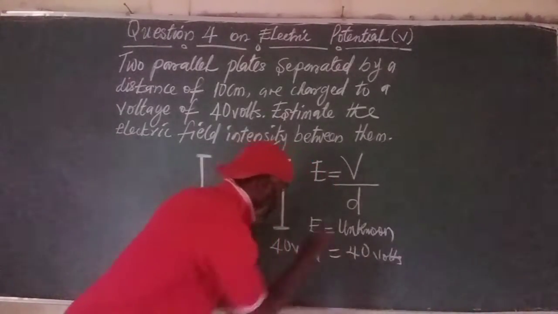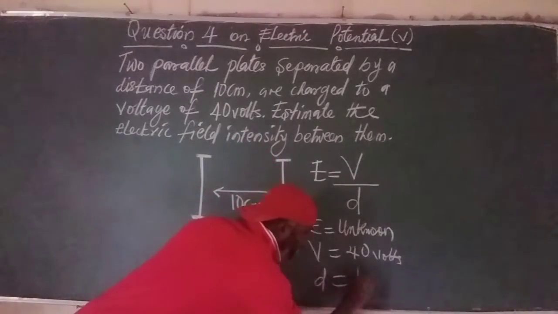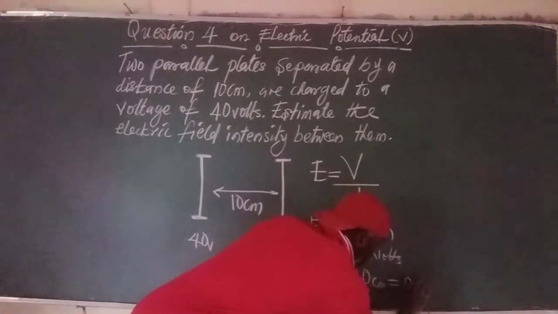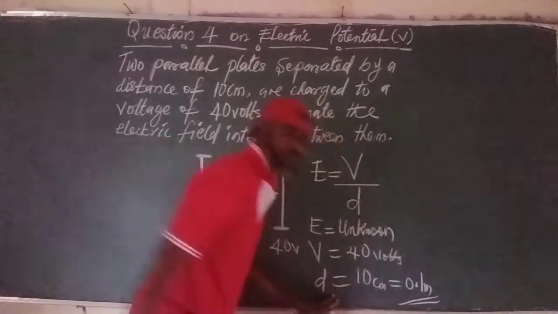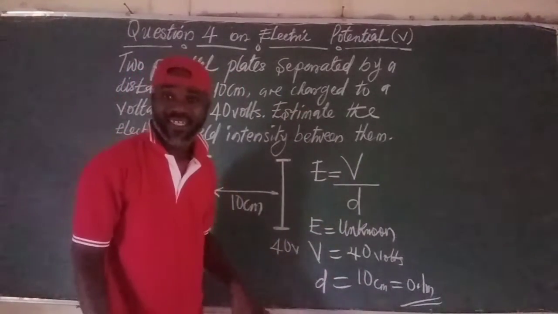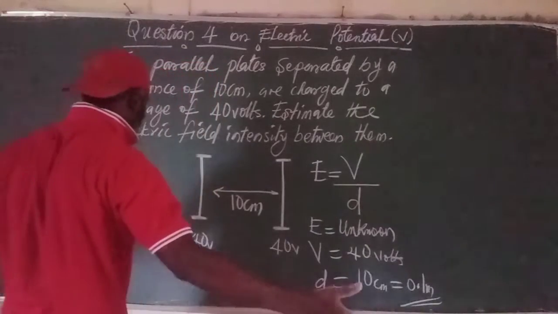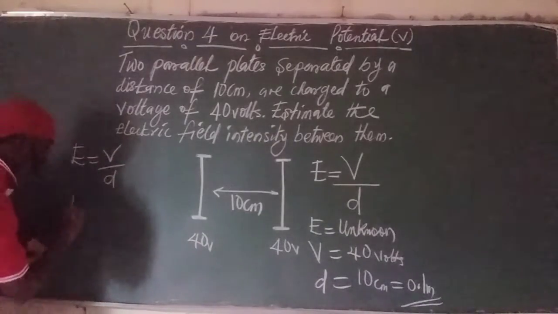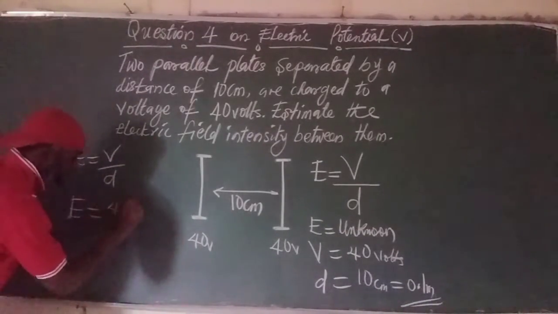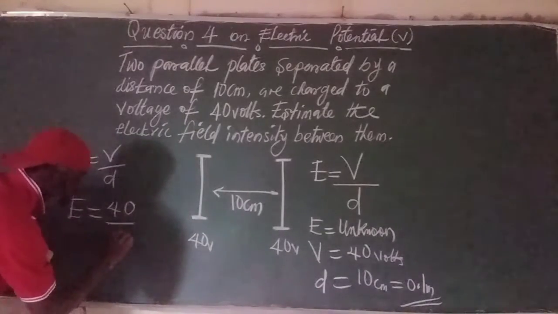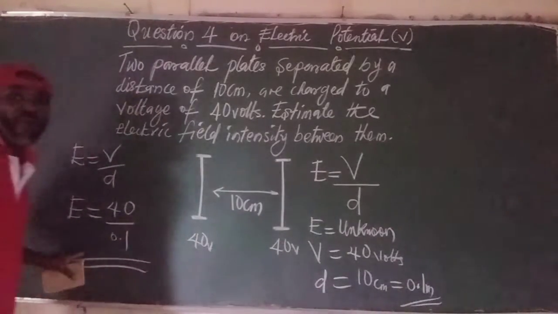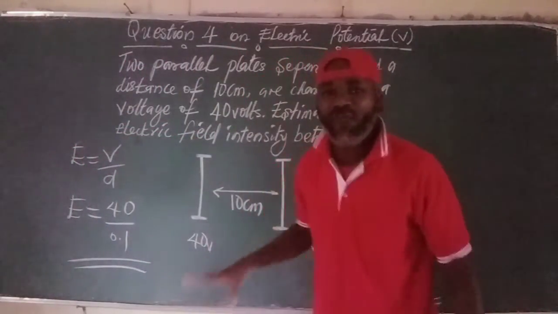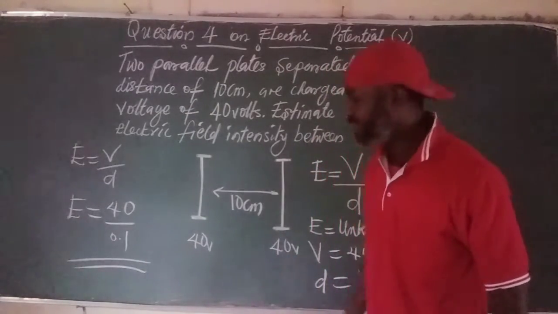And then what happens next? The distance D is known as 10 cm, which is equivalent to 0.1 meters. Good. So with this data, we can find the electric field intensity. We state it clearly: E is given as V all over D, and we substitute, E is equal to 40 all over 0.1. Let's see how we're going to resolve this in a very simple way and arrive at a particular answer.